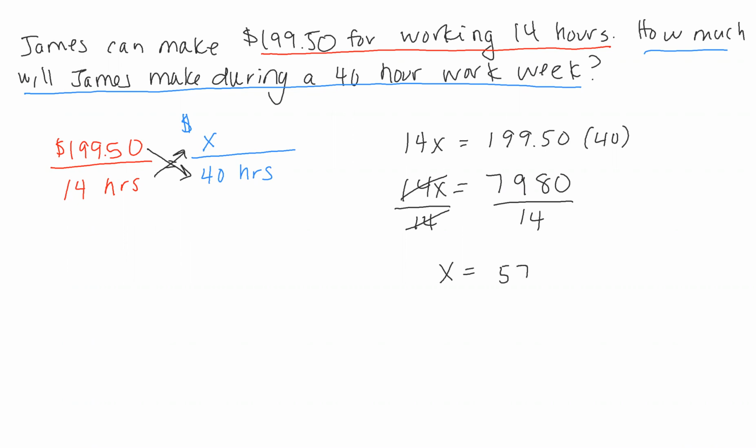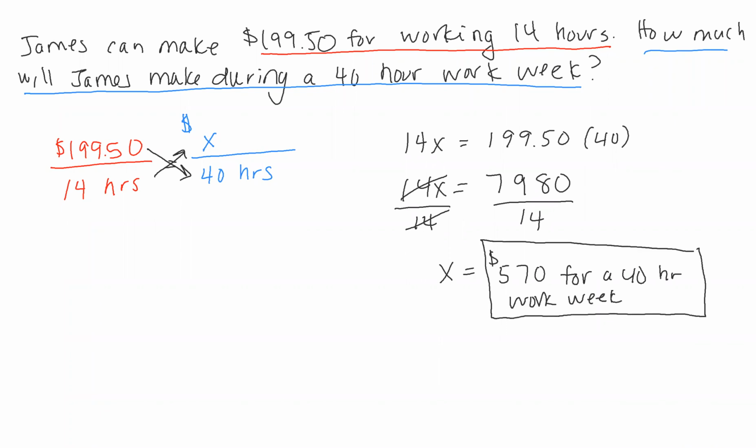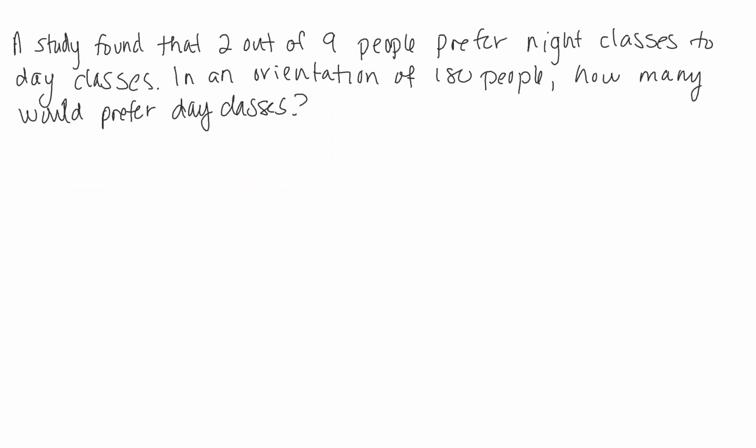Well, what in the world is 570? That's $570 for a 40-hour work week. And that's it. Not bad. Okay. So hopefully these are getting easier the more you do them. Once you get the hang of setting up a proportion word problem, it's really, really not bad. Solving is pretty straightforward. Okay, 2 more problems.